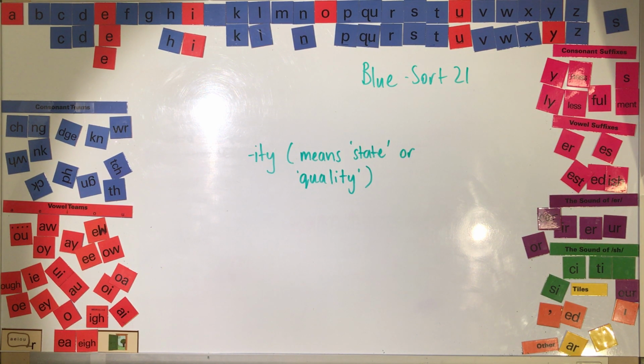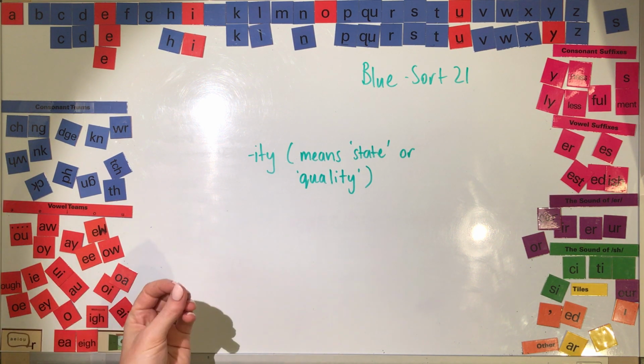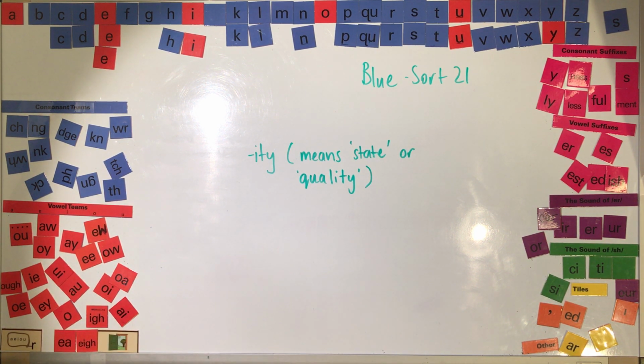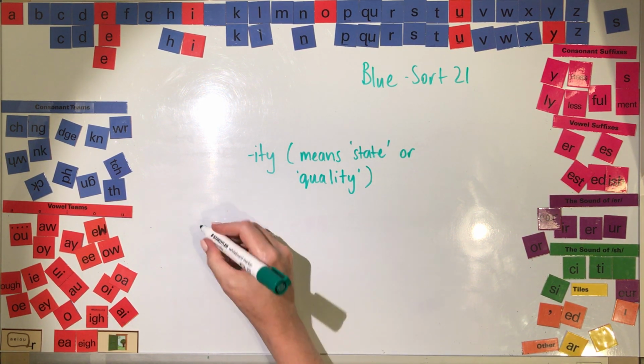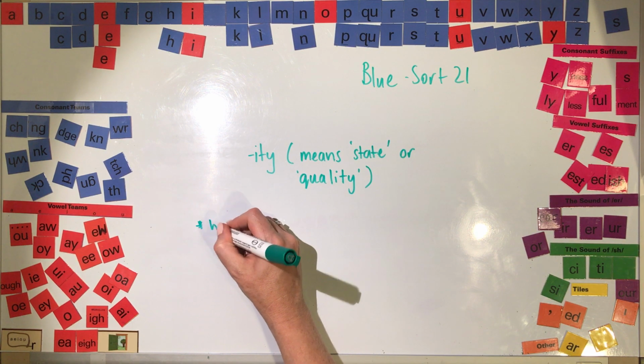So ITY is an ending that we're going to be looking at, and we are also going to be looking at, as we have done in a couple of the other sorts, a word and then a related word. So we'll have the base word and then we'll add ITY to it. So there's really only two columns. I think we're looking at ITY means state or quality, and then we can add one more thing.